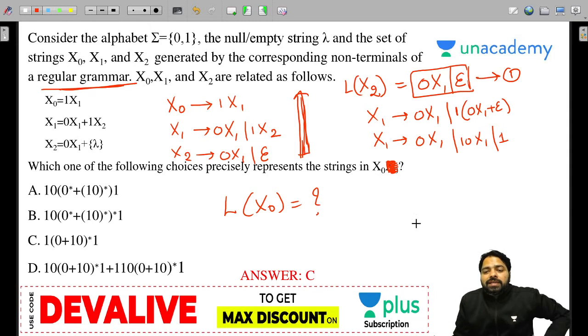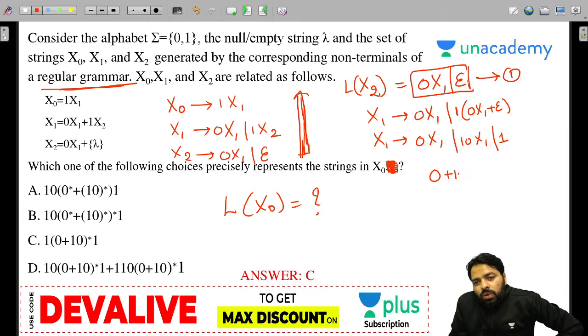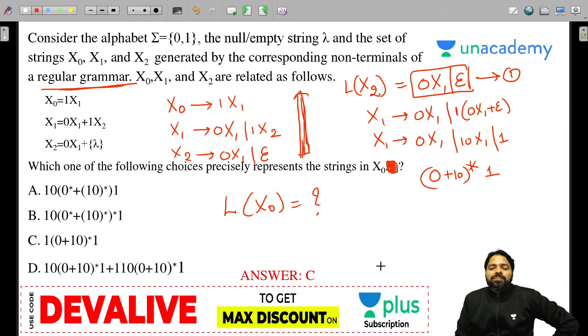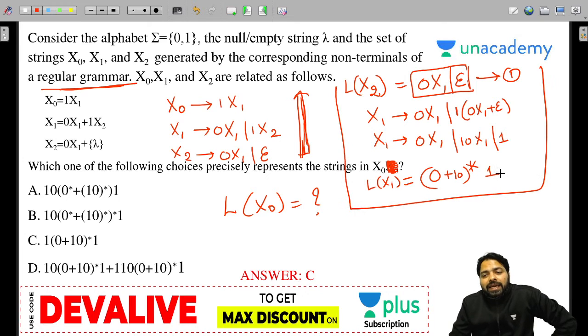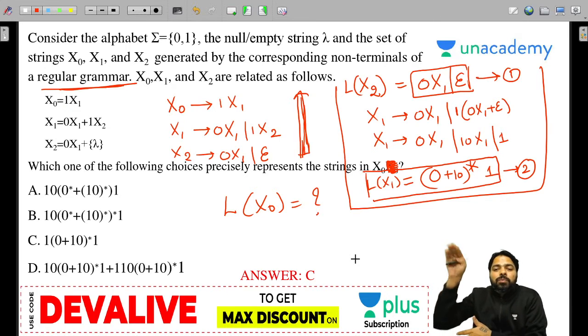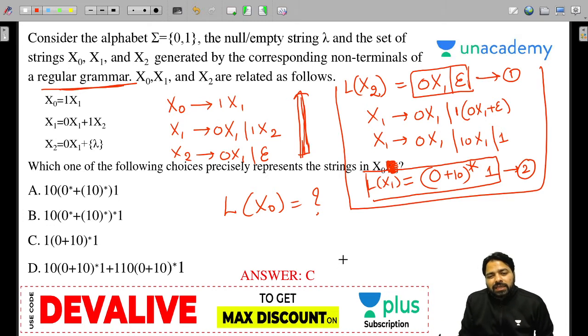Now you know how to write an equation: (0 or 1, 0) whole star and 1. Everybody? This is the language of x1, but we want the language of x0. So we take x1 and x2 both. If you want x2, you put this x1 in x2, but again we don't want x2. So x0 is just 1 x1. X1 we just computed, just put it here.